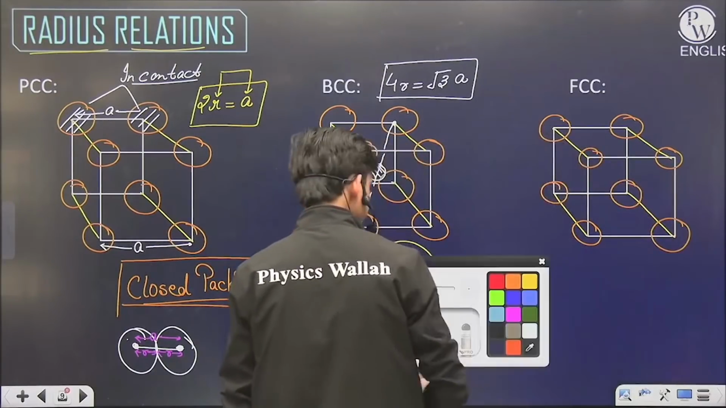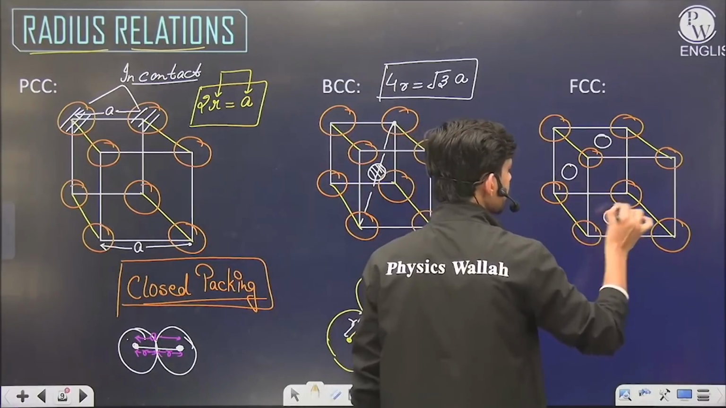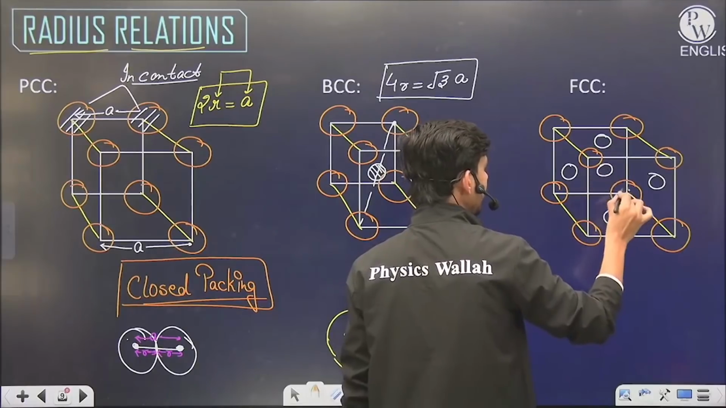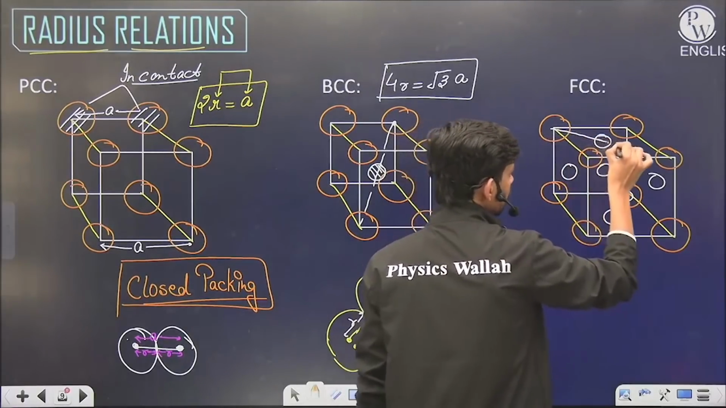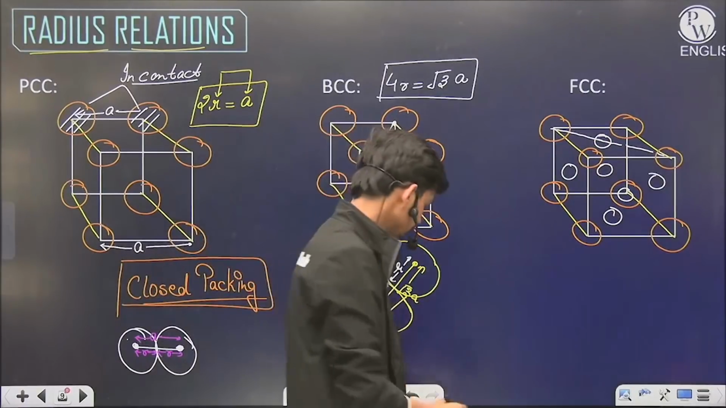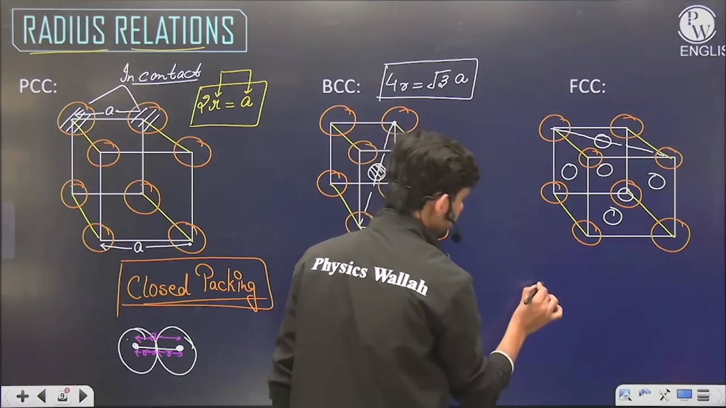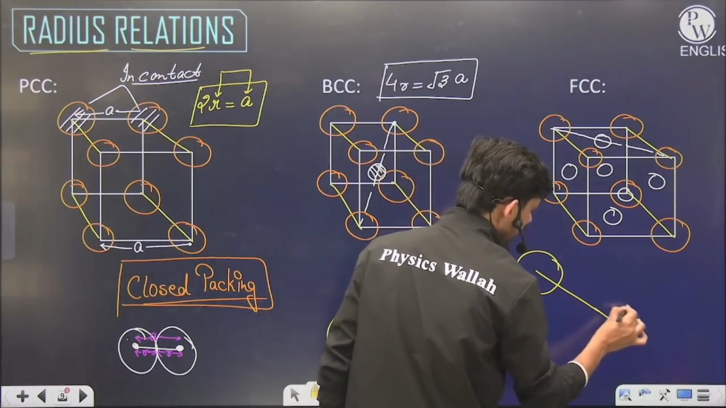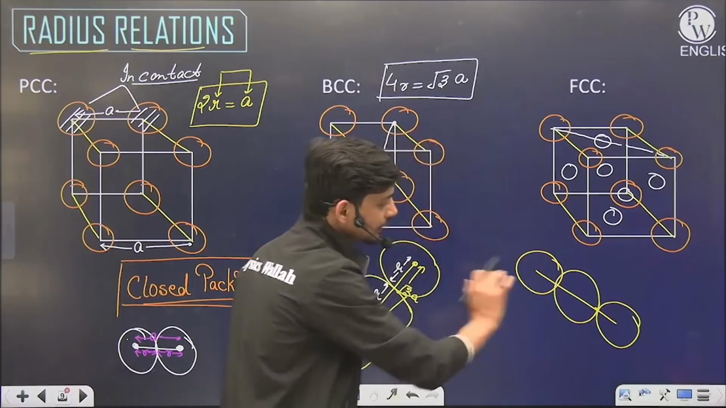In this packing, the atoms will be at the center of each face: top, left, bottom, right, back and front. Now we can see these two atoms are the nearest neighbors. So any corner atom has a nearest neighbor at the center of a face. If we draw a face diagonal separately, a corner atom is here, and one more atom is present at the center, and all these atoms are touching each other.